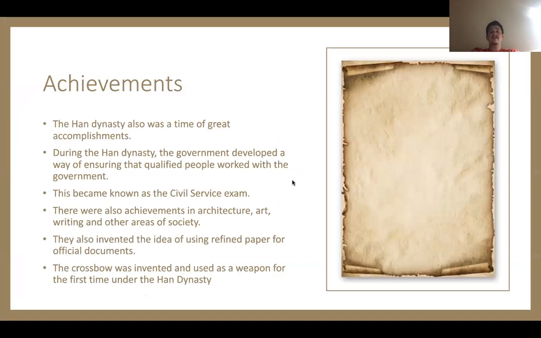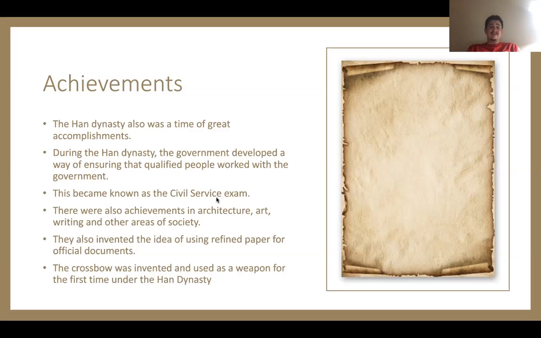As far as achievements go, they actually have quite a few. The government developed a system of ensuring that qualified people worked within the government. If you've noticed, a lot of the Chinese dynasties ran into problems where emperors or other noble people got positions of power they weren't qualified for. And that would eventually lead to the defeat of some of these dynasties, because the people in charge were not qualified to be in those positions. They didn't have the right training or the right background.